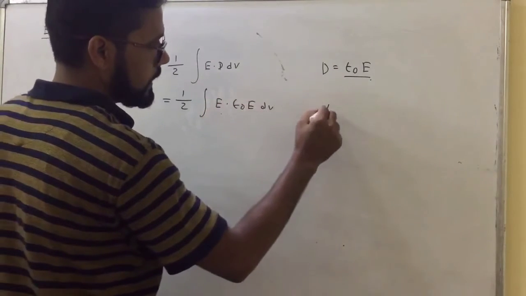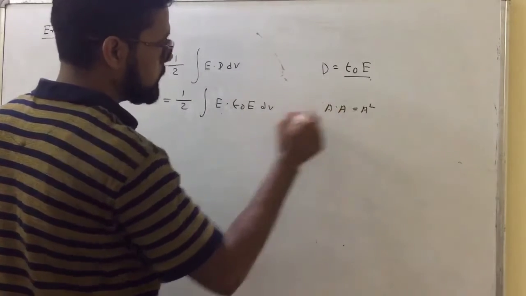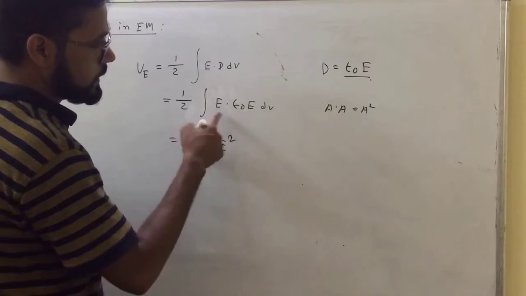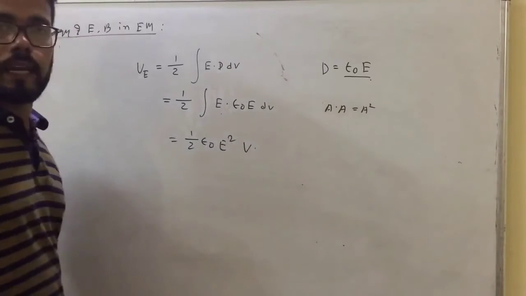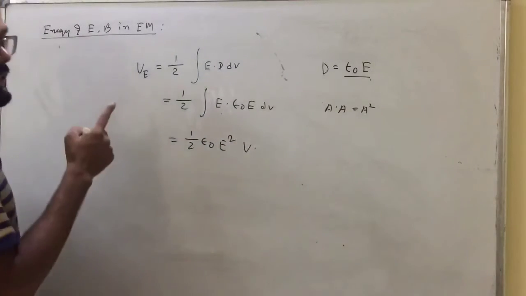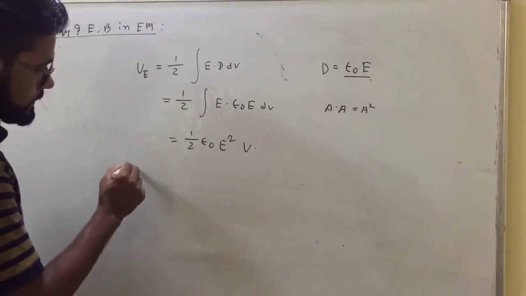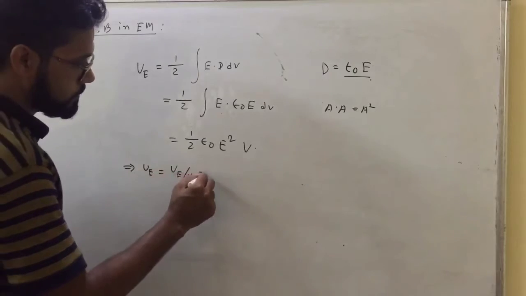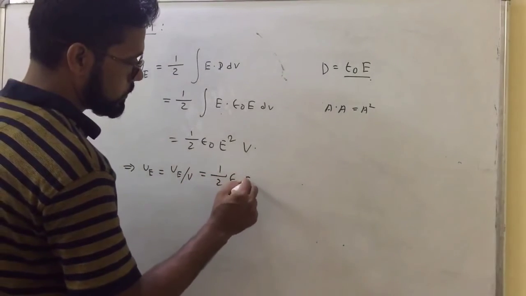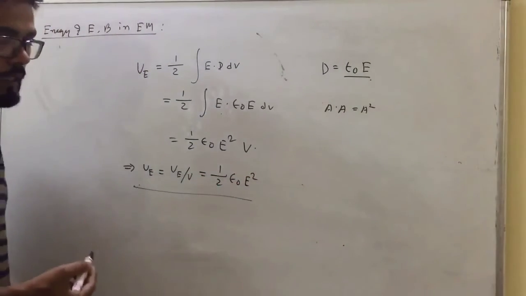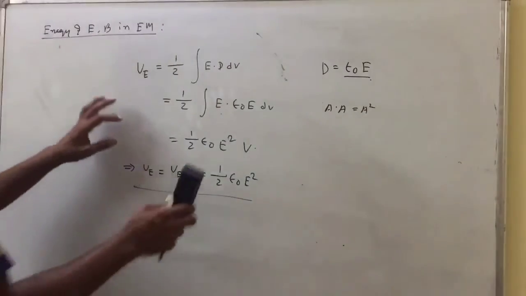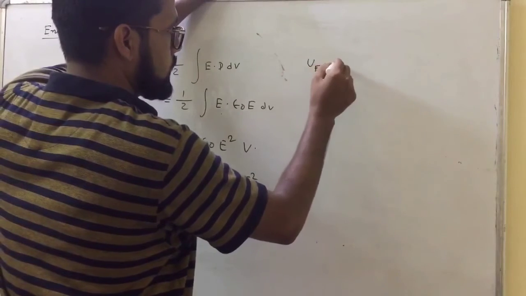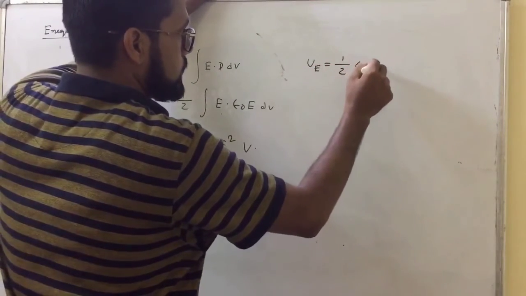A dot A means A square, similarly E dot E gives E square, so epsilon naught E square will come out. Integration of dV means V. This is the energy of the electric field. Then the energy density of the electric field, U_E by V, equal to half epsilon naught E square. This expression is used in the calculation of energy density in an electromagnetic wave.